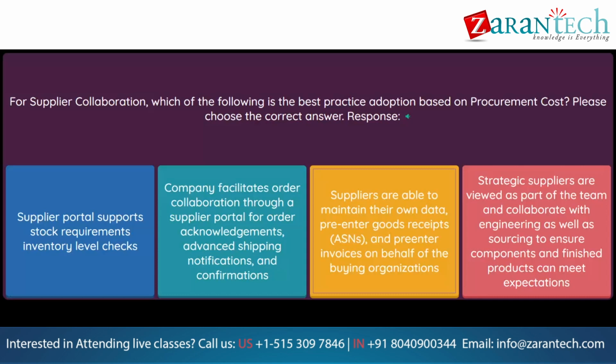Option 3, suppliers are able to maintain their own data, pre-enter goods receipts, ASNs, and pre-enter invoices on behalf of the buying organizations. Option 4, strategic suppliers are viewed as part of the team and collaborate with engineering as well as sourcing to ensure components and finished products can meet expectations.